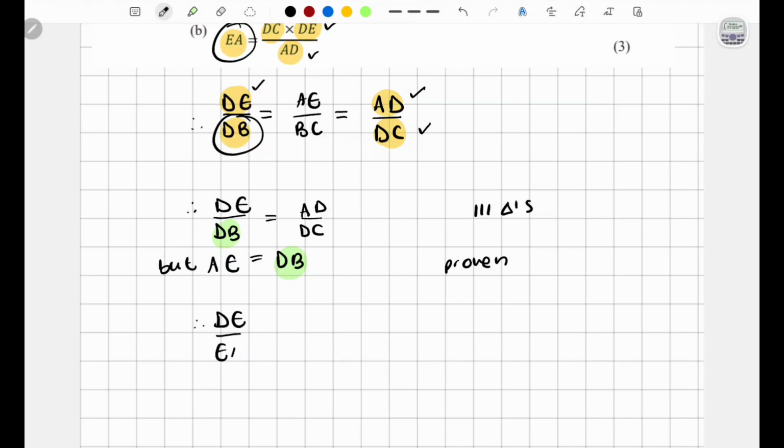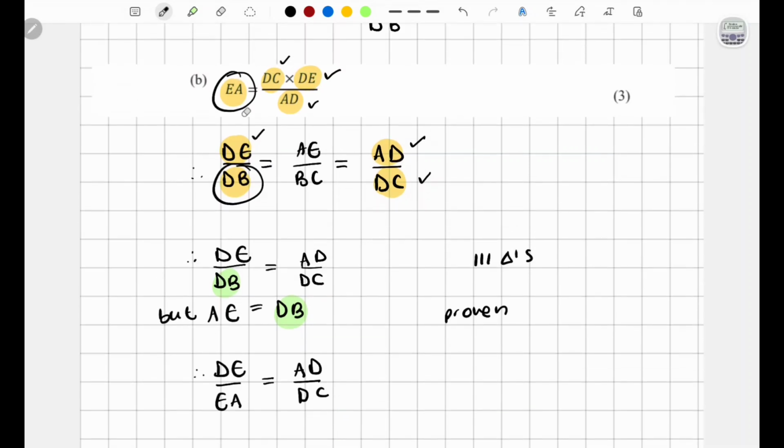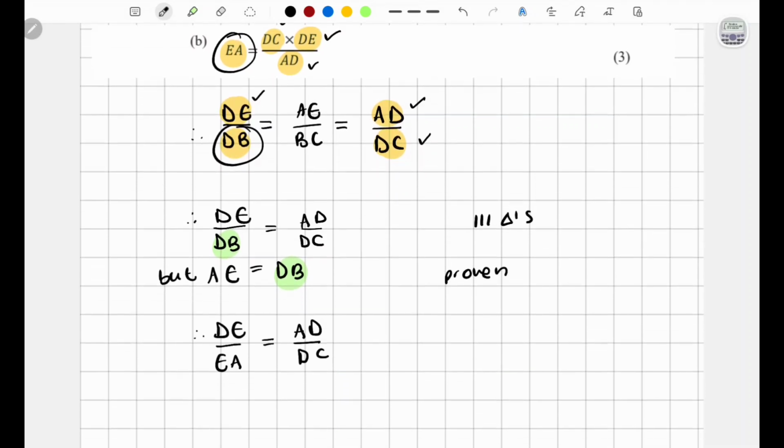Let me just keep it in their order. EA is equal to, and again, we just have AD over DC, which was fine. So we just needed to look like that. Then you can just cross multiply again. So cross multiply, EA times AD is equal to DE times DC.